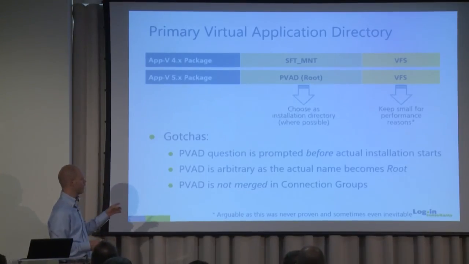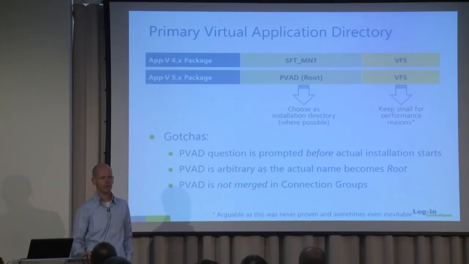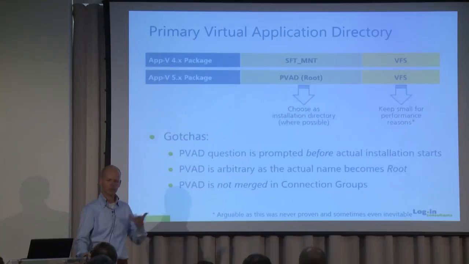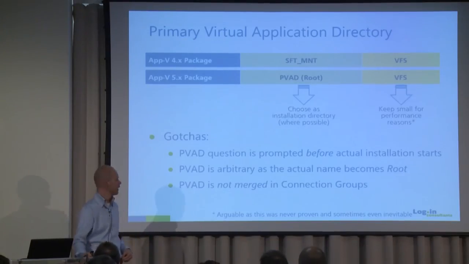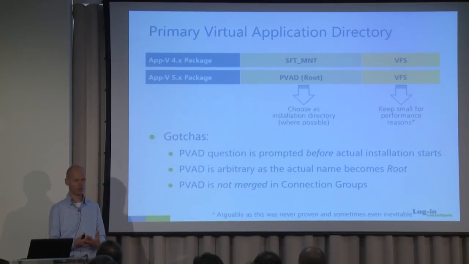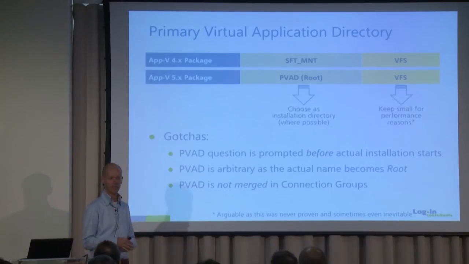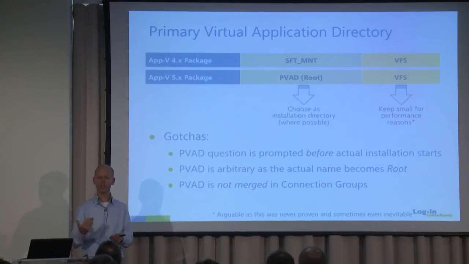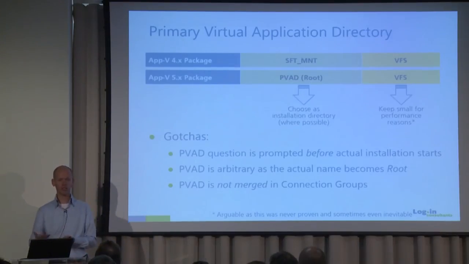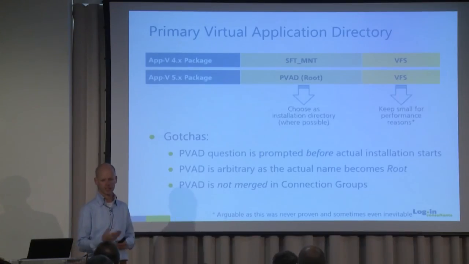Another thing you have to be aware of, and there's actually a blog post by Microsoft out there on how to sequence for connection groups. One of the things that has changed compared to App-V 4 is that the PVAD directory is not merged if you do a connection group. Now, is that bad? Well, ideally, I would have liked to see it at least accessible, because traditionally applications could access other applications' Q drives. So that's no longer possible, but it really depends on how the application is finding its dependent applications.